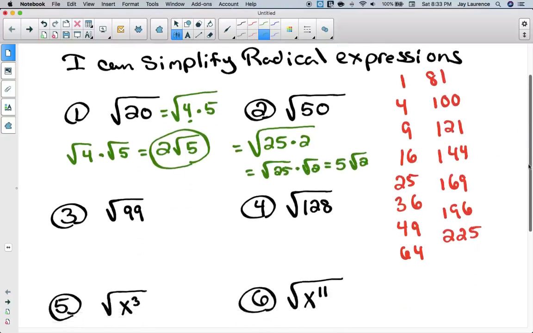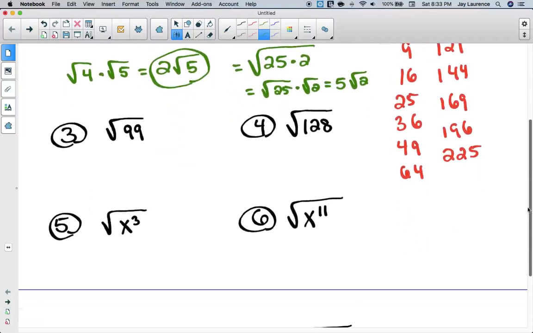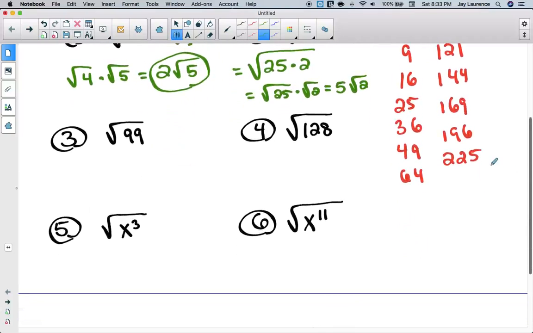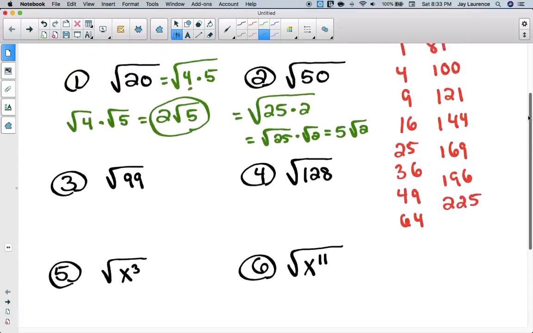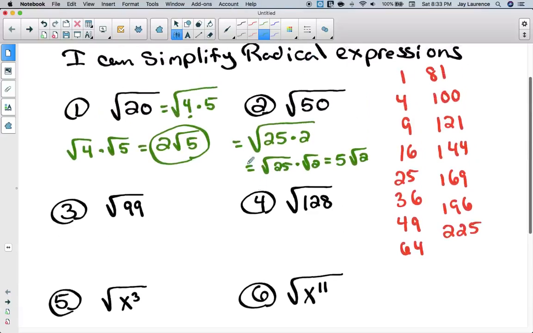Okay, I want you to try numbers 3 and 4 on your own. Yeah, you can see 5 and 6 there, but I'm going to explain those in a minute. Pause the video, try 3 and 4 on your own, and then I'll show you how I did them, okay? All right, so I'm getting ready to restart, so if you haven't tried 3 and 4 on your own, please do so.